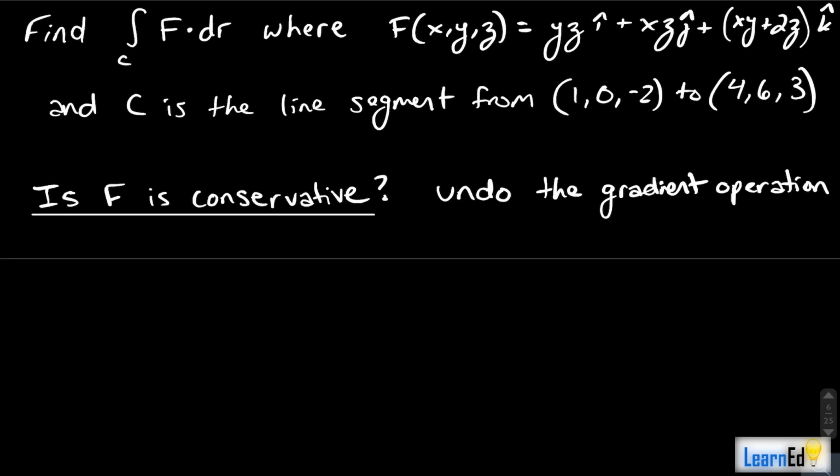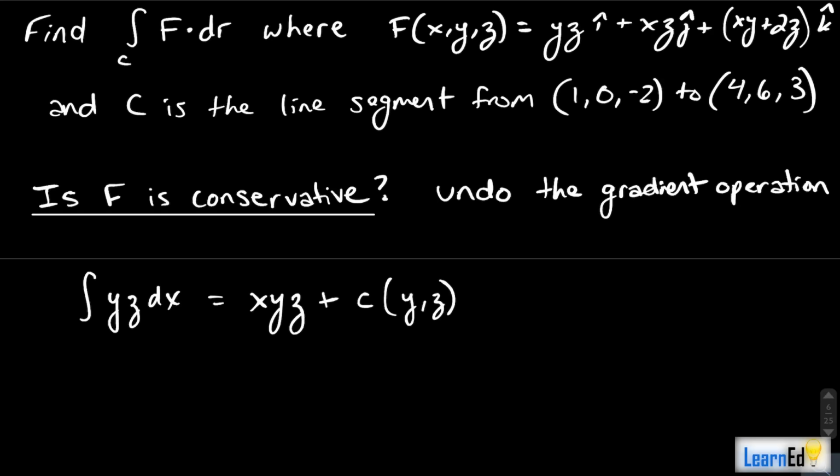First off, let's take our first entry, yz, and integrate it with respect to x, because it's in the x spot. So we have yz dx, and that's going to equal xyz, plus other things that could have been included. You could have had some function of y and z, and if you took a derivative of this piece with respect to x, that function would have gone away. That's why I'm going to put that there.